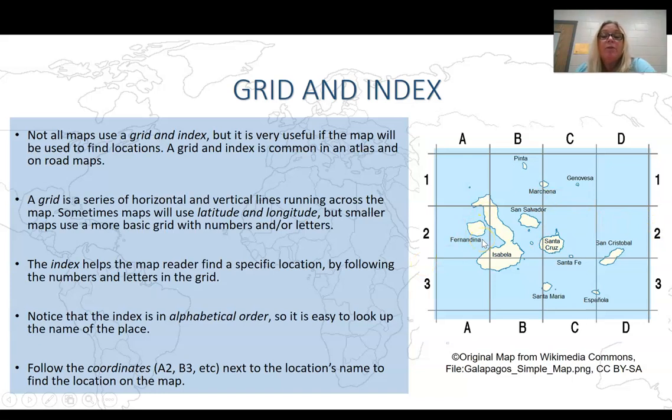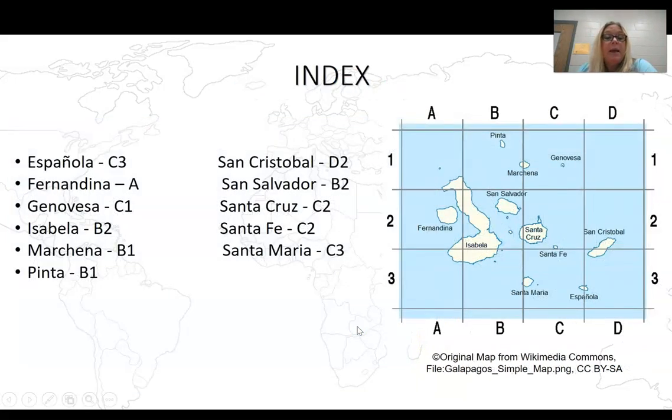So the index is going to help the reader find a specific location by using the numbers and letters in the grid. So for instance, if I wanted to go to Fernandina, I would go A and to 2. And there it is right there. Normally the index is going to be in alphabetical order so that it makes it easy to look up the name of a place, and it's going to follow the coordinates. Here we can see some examples. Espanola is at C3, so we're going A, B, C, and down 1, 2, 3, and there in that box you can find Espanola.